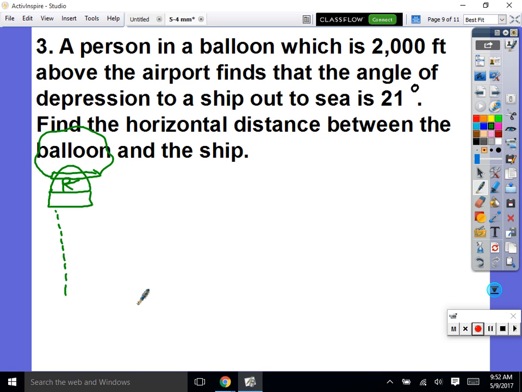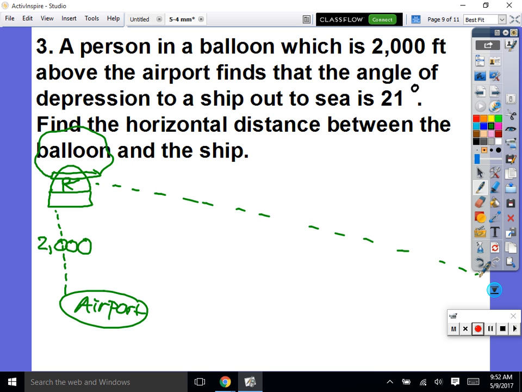So isn't the airport down here? Okay, let's write airport, and then this is 2,000. It says they look out to sea, so isn't that out here somewhere? And they see a ship. Here's my ship. And it says the angle of depression is 21 degrees. Now, careful, because isn't this starting eyesight up here?